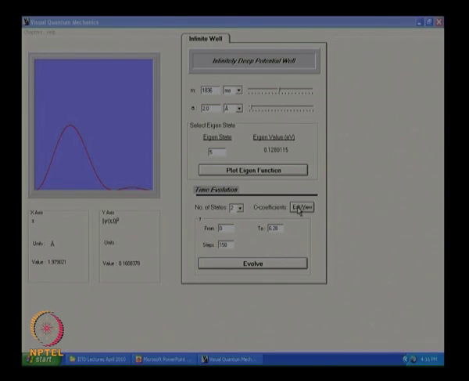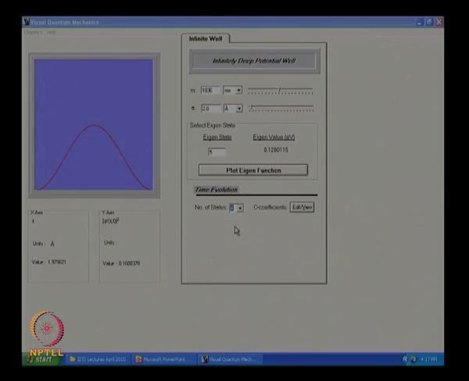Let me again repeat this. Let me write down C 1 is equal to 1 and C 2 is equal to 0, so that only the first state is getting excited. How will it evolve with time? It does not change with time, and therefore, each eigenstate is known as a stationary state. If the particle is in a particular eigenstate, then it will remain in that state for all times to come.